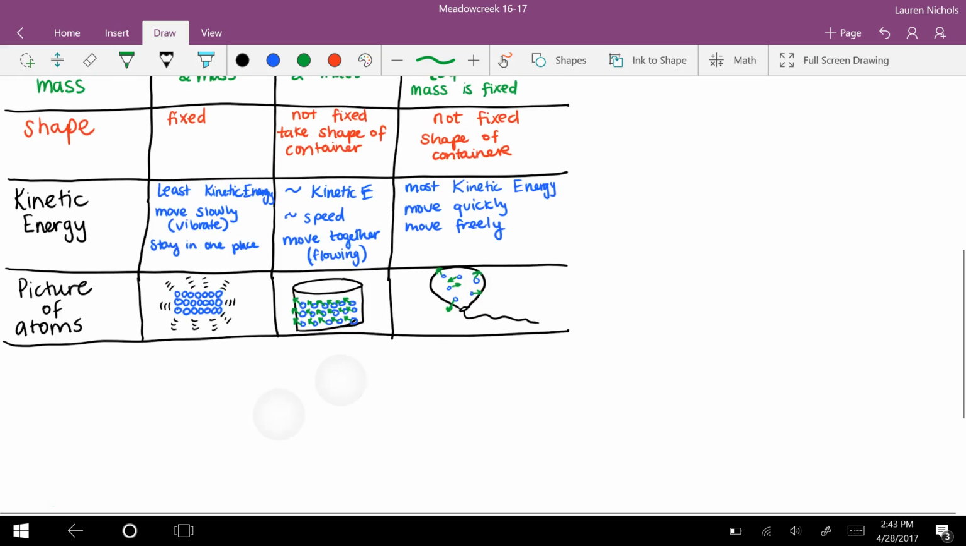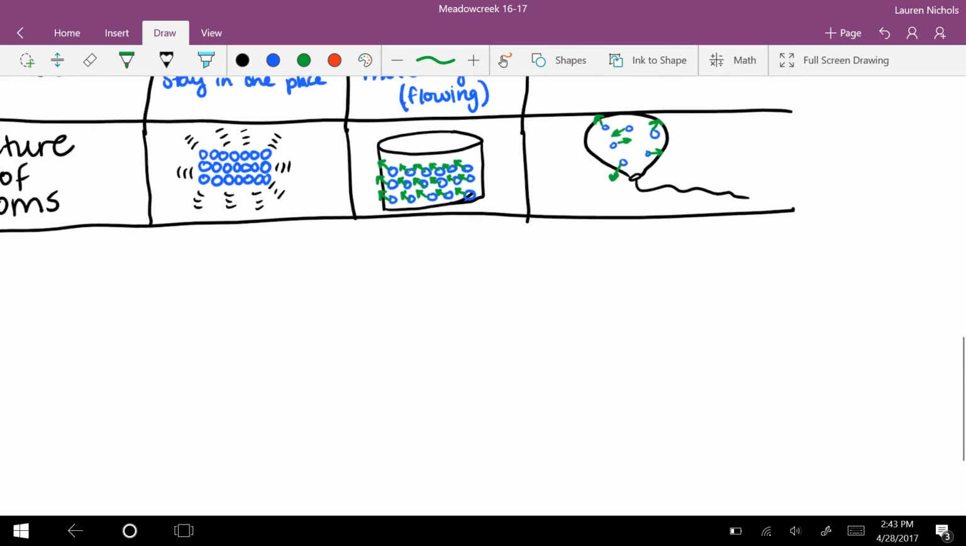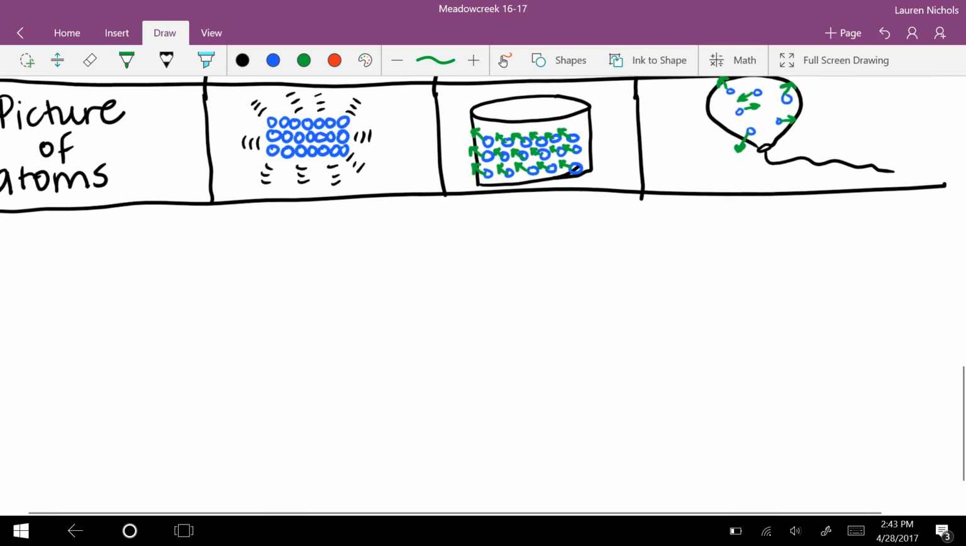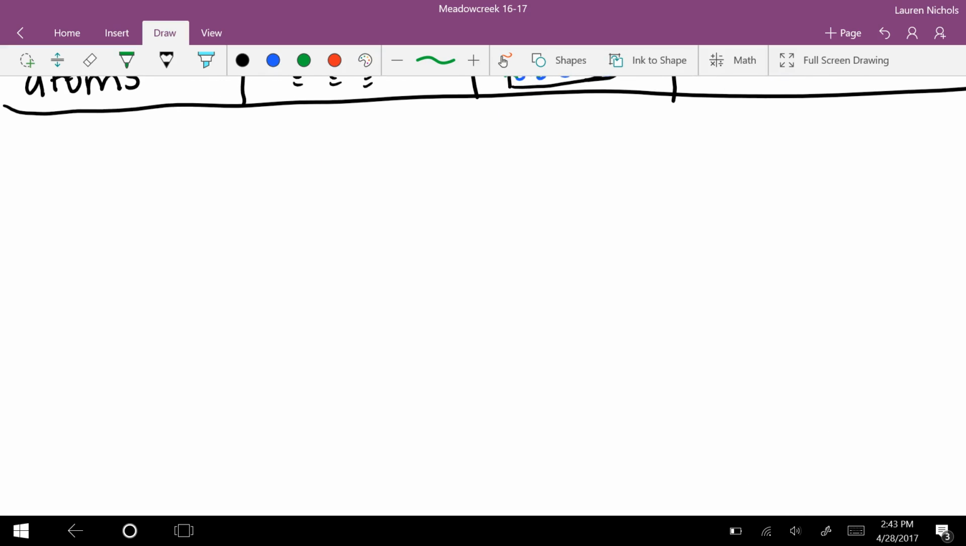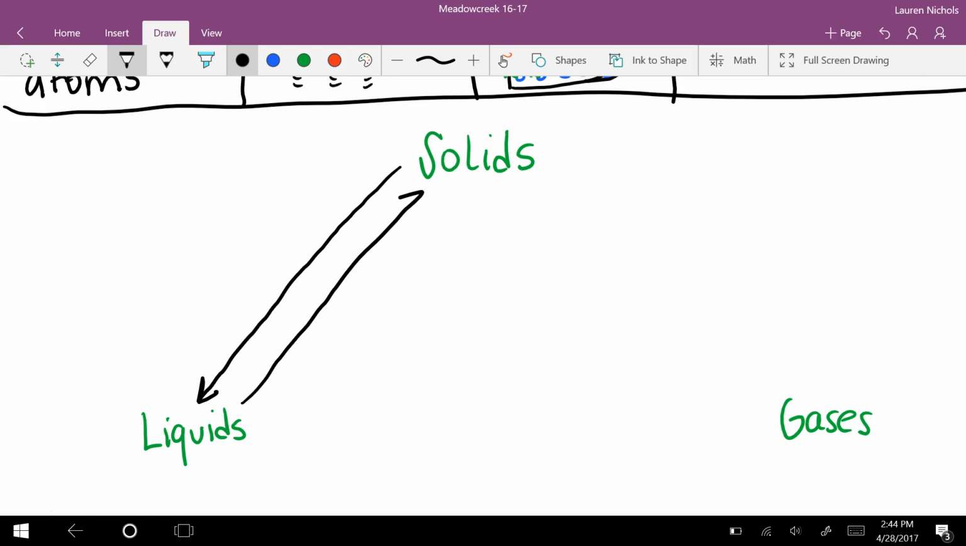So now that we've talked about those, let's go into the next idea, okay? And the next idea is going to be about those solids, liquids, and gases. We've learned about solids, liquids, and gases several times throughout the year, and that's because everything is made up of matter, okay? At least everything that we study in chemistry. So we've talked about the three phases and how you move from one phase to another.